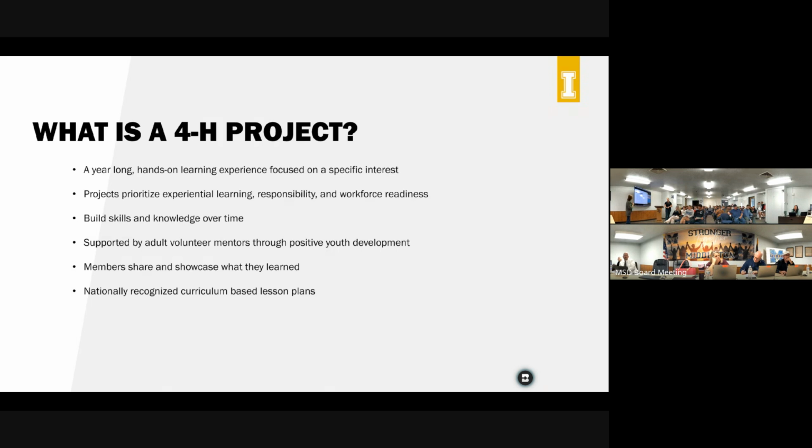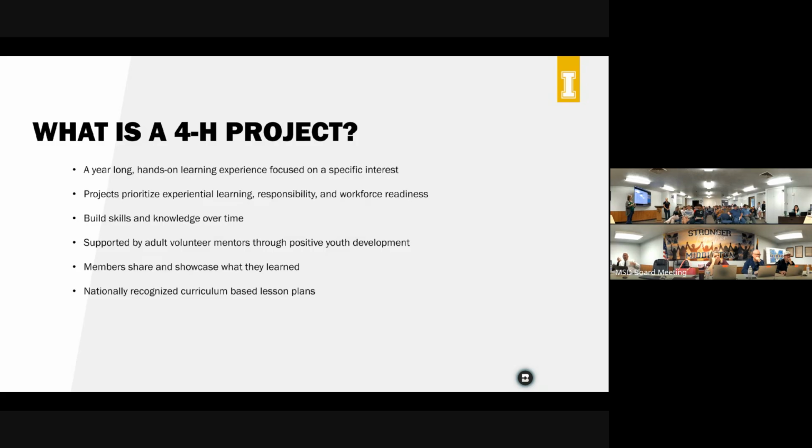So what is a 4-H project? A 4-H project, again, is that hands-on learning experience that kids have where they are building on their skills over time and learn their knowledge over time. They're supported by adult volunteers who are specialized in whatever area they're choosing to study at the time.